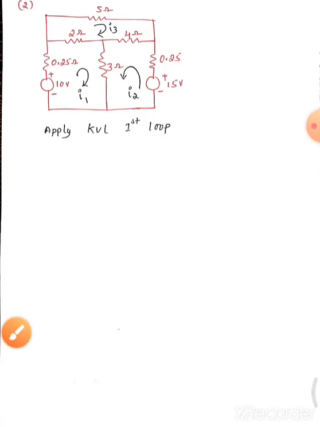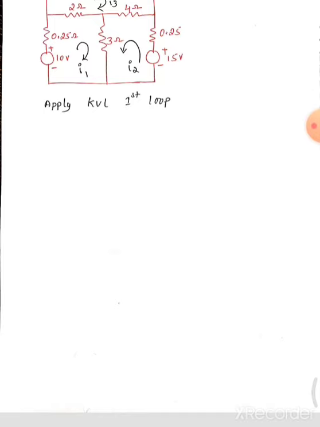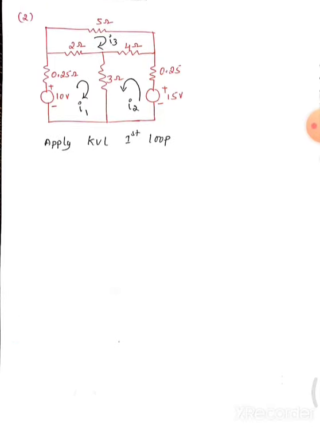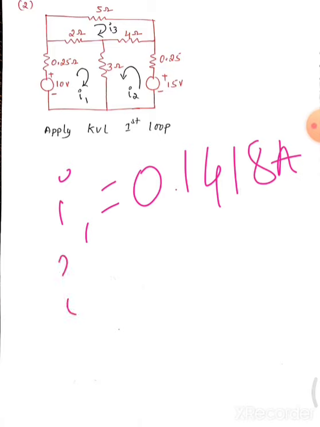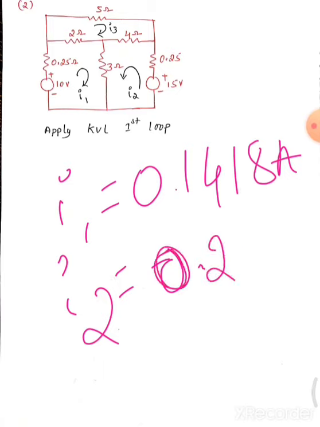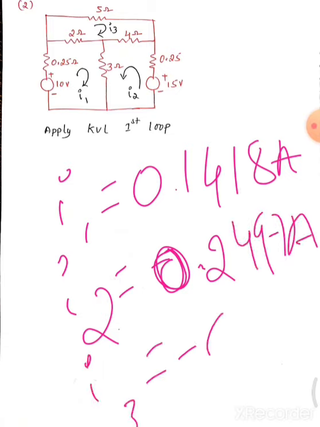Then you get the result: I1 is equal to 0.14178, or you can treat it as 8 amperes, and I2 is equal to 0.2497 amperes. I3 is equal to minus 0.88 amperes. Like this you will get the answer.